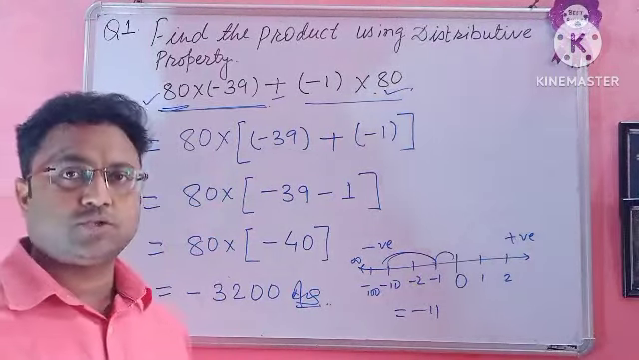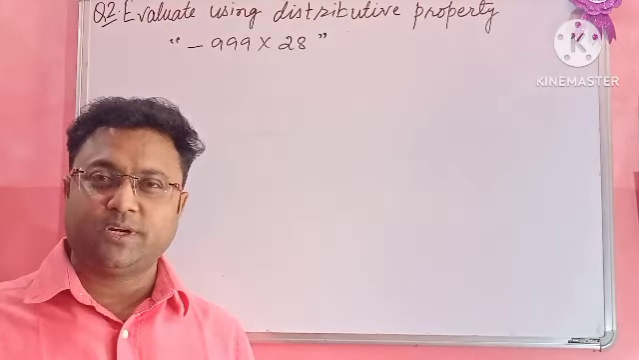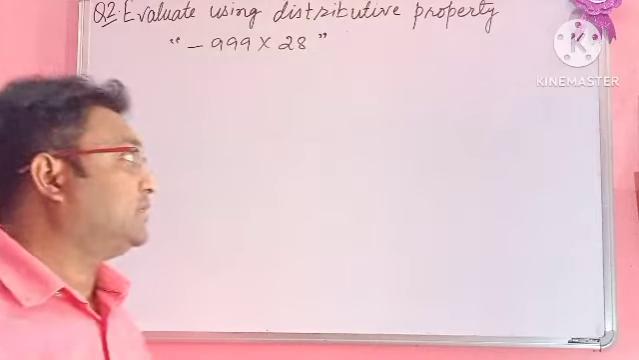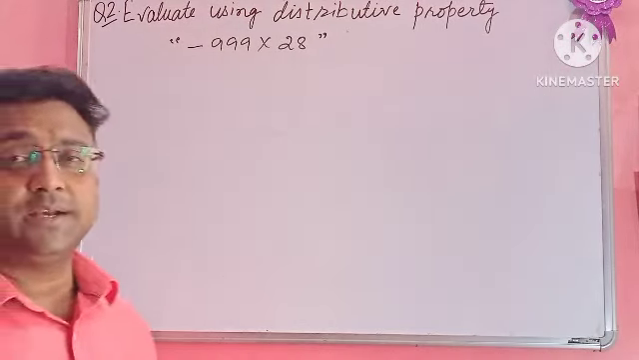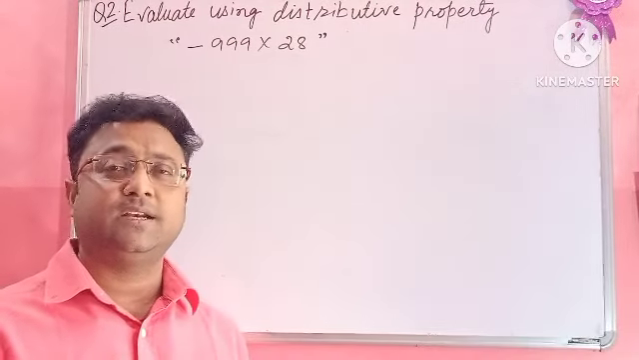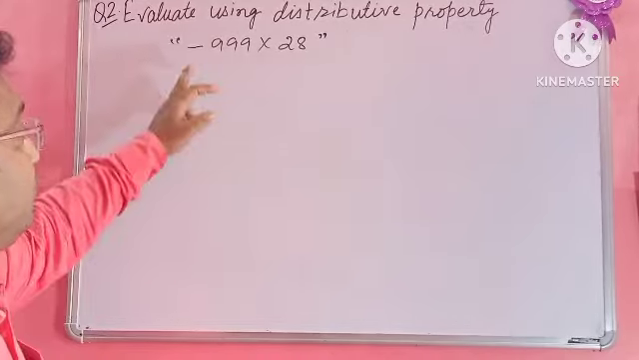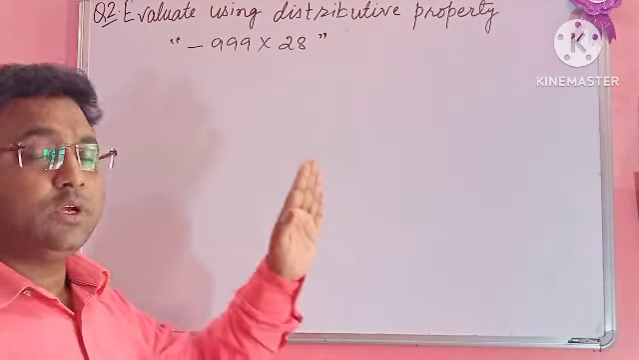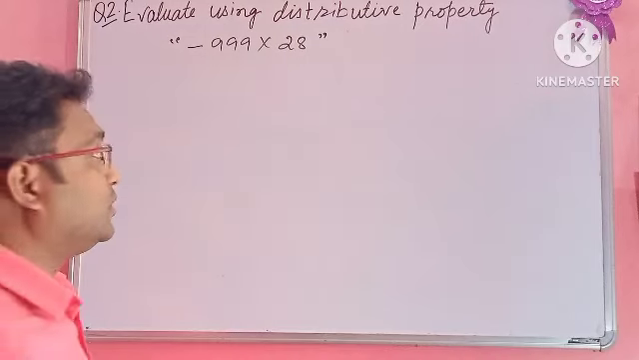I hope you have understood this question. Based on the distributive property, I have taken another question: minus 999 multiply with 28. Before solving this, you have to think again about the distributive property. The question is on the distributive property, and what was the distributive property? Let's recall it.